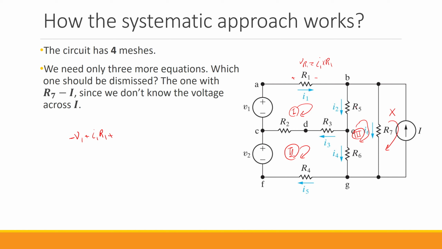Then I get to R5. The voltage across it is going to be I2 R5. Then I get to R3, so I3 R3. And finally, we have I3 R2. This equals 0. So that is the equation for this mesh. What about this one? We have negative V2.